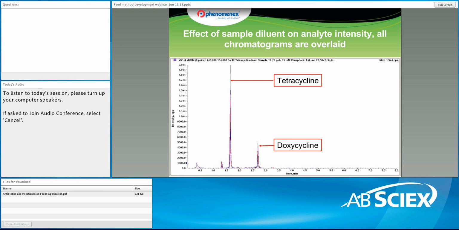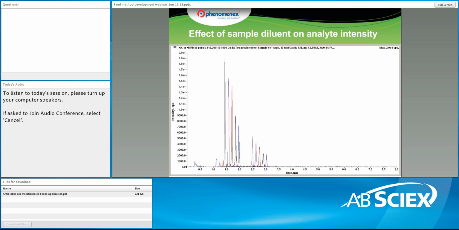On the next slide, what I've done is I've used Analyst features and moved the peaks around, made them offset so we can see their sensitivity. So as you can see, the first group are the tetracyclines, and tetracycline itself. The second one is doxycycline.